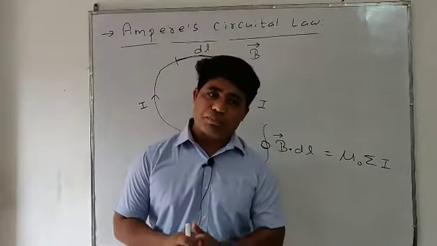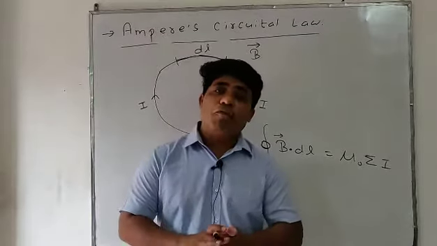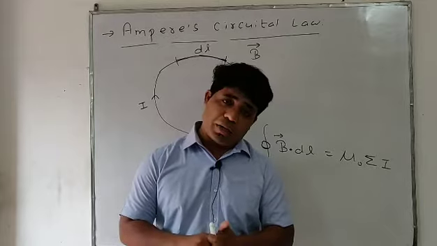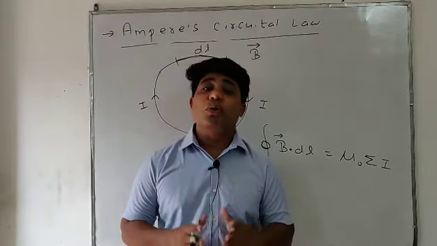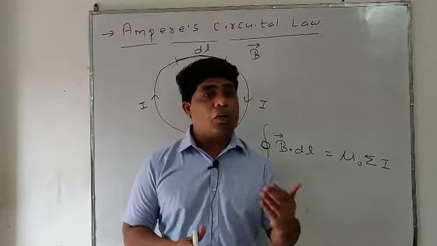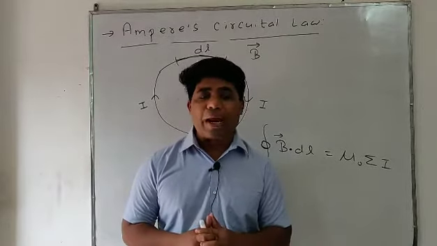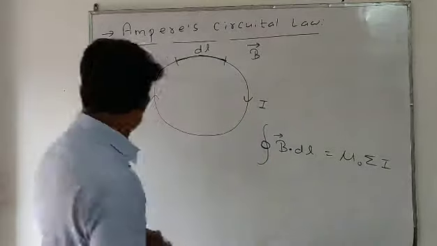Of its applications, we generally have three. Our first application is to find the magnetic field due to an infinite long current carrying conductor. The second application will be to find the magnetic field due to a solenoid, and the third will be to find the magnetic field due to a toroid. So first we'll discuss the first application, finding the magnetic field due to a long infinite straight current carrying conductor. Okay, so let's start.